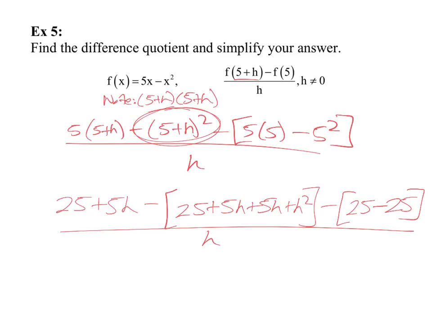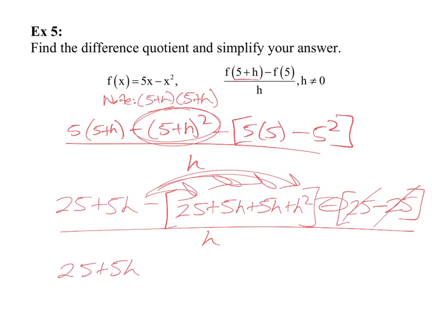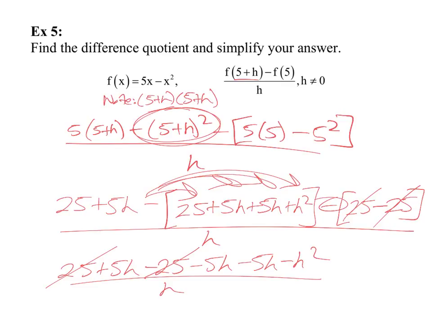Okay, what do I have now? Well, I could cancel this out here so I don't have to worry about that negative. Then I'll distribute here. And I have 25 plus 5h minus 25 minus 5h minus 5h minus h squared all over h. So 25's cancel out. Got 5h's that cancel out. Then I have negative 5h minus h squared over h.